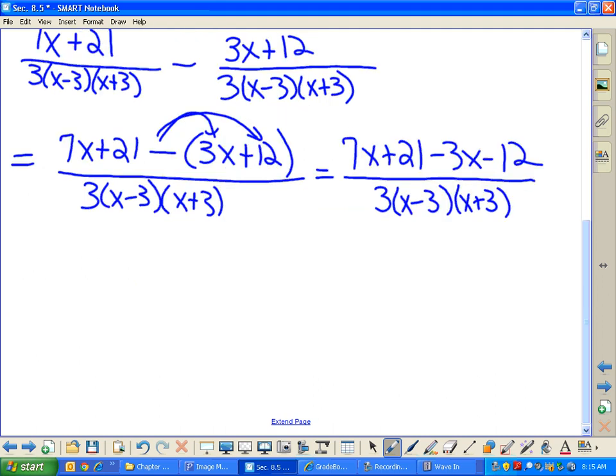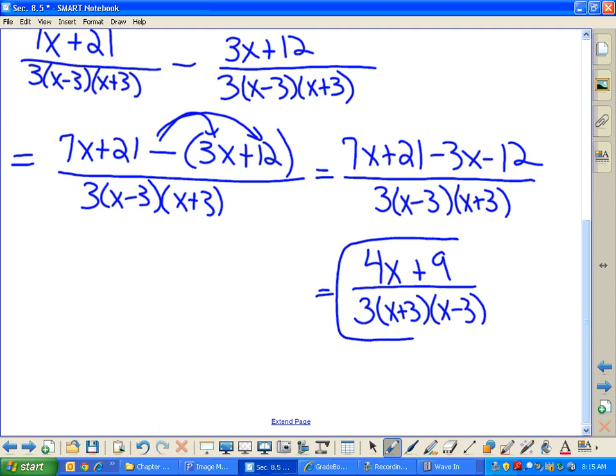So 7x take away 3x is 4x. And then 21 take away 12 is 9. And then again, I'm trying to see if there's any factors of 4x and 9, and there's not. So that's done.